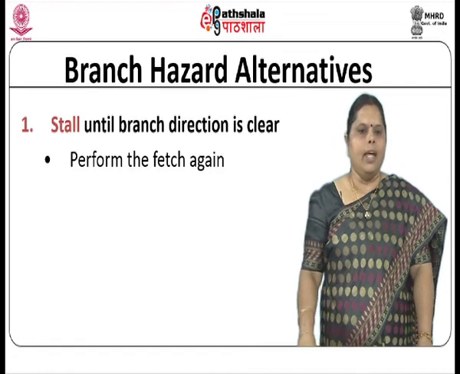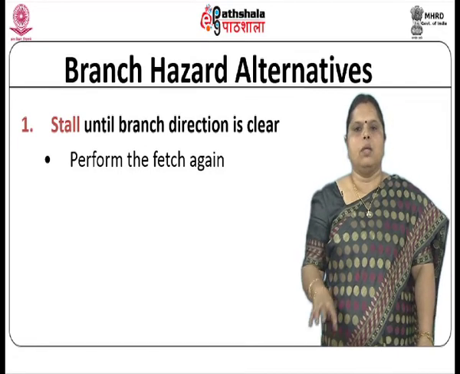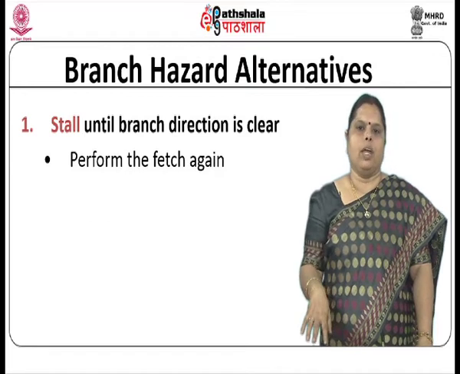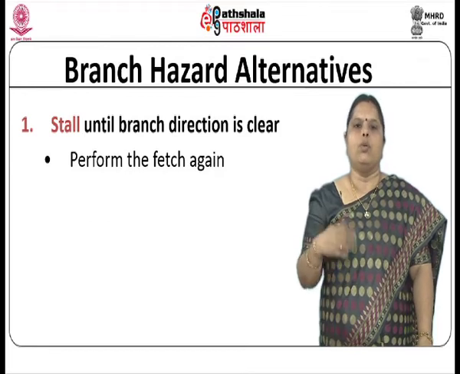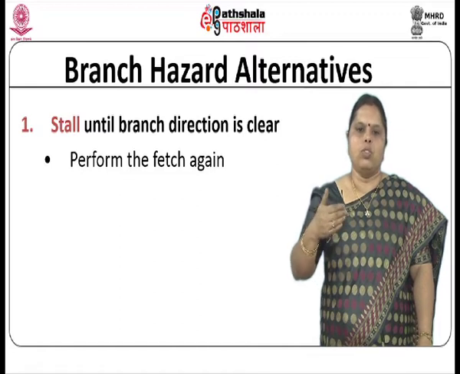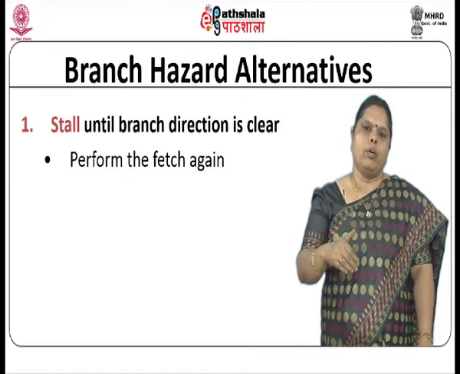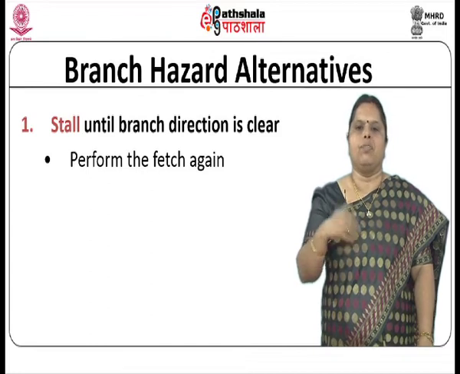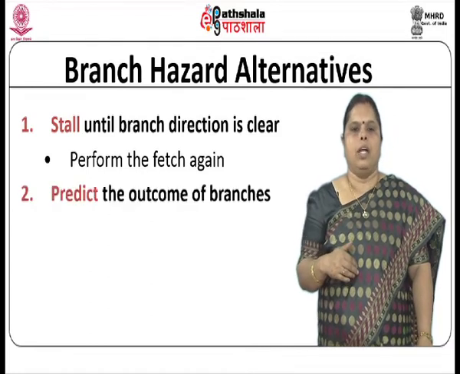You do not take any action. You wait till the branch direction is clear, you decide whether the branch is going to be taken or not, and after that you perform the fetch again. So, once you know for sure that the branch is going to be taken or not taken, then fetch from the target address or fetch from the subsequent address.